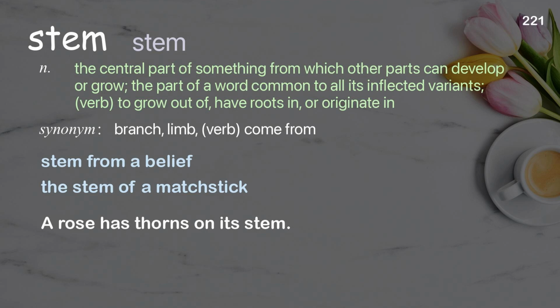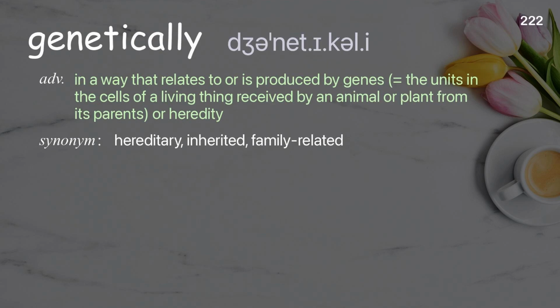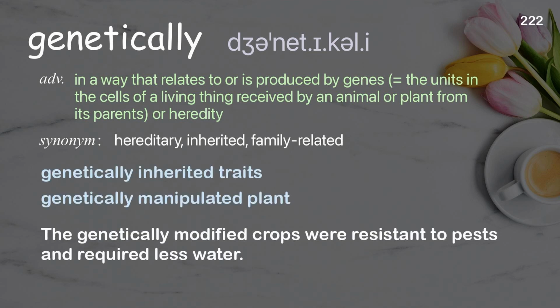Genetically. In a way that relates to or is produced by genes, the units in the cells of a living thing received by an animal or plant from its parents, or heredity. Examples: Genetically inherited traits. Genetically manipulated plant. The genetically modified crops were resistant to pests and required less water.